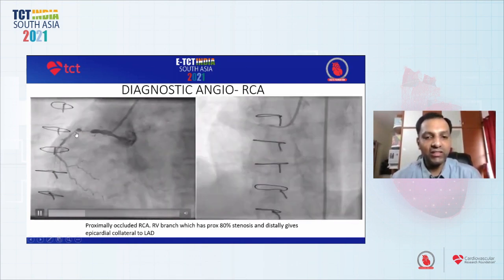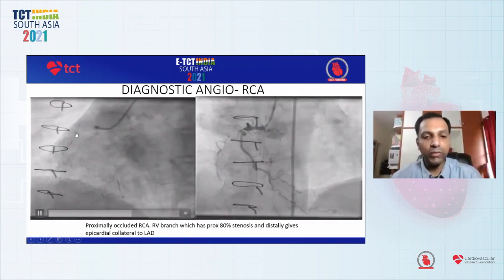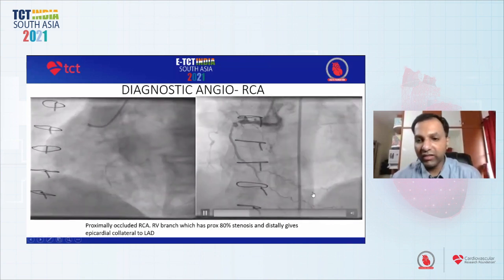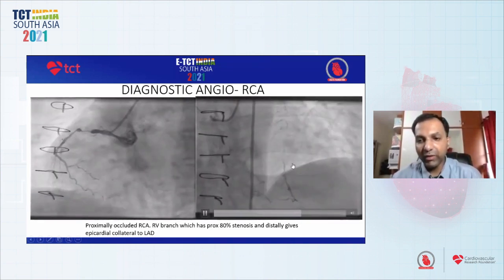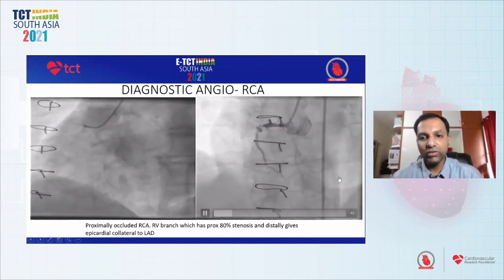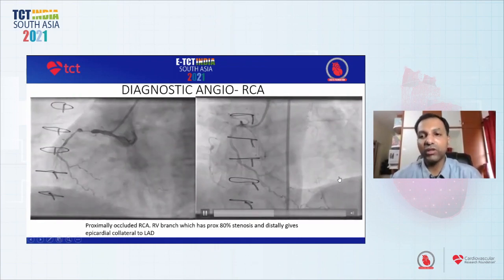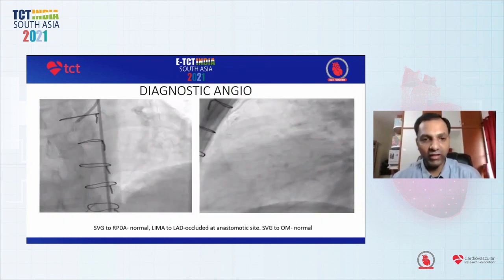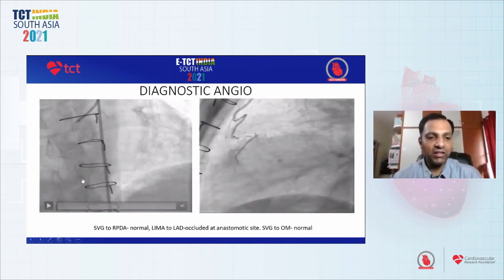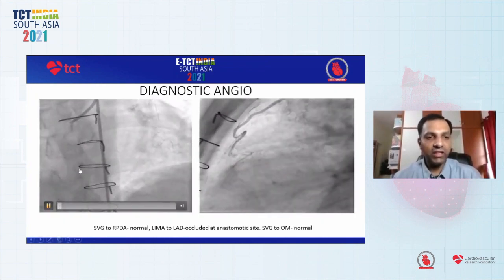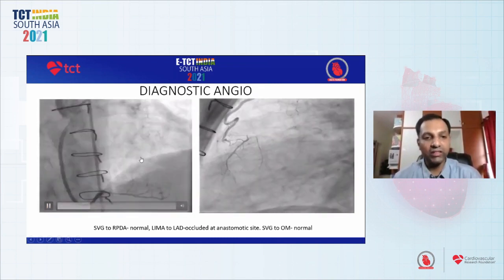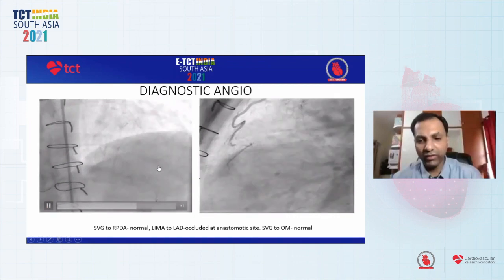What you're seeing is a large conus kind of branch, or an RV branch, so to say, which has a proximal stenosis, and subsequently that gives some epicardial collaterals to the distal LAD. So distal LAD seems to be filling quite well from these collaterals, which suggests that there is some issue with the LIMA, and the LIMA probably is not flowing well. Now, this is the SVG to PDA graft, which is flowing quite well, and that again gives some amount of collaterals to the LAD, but the filling is not very well seen.